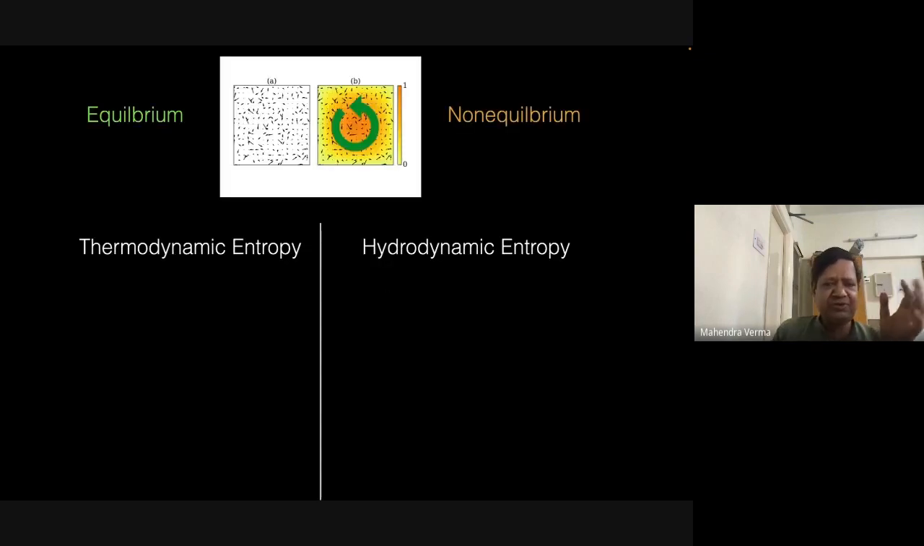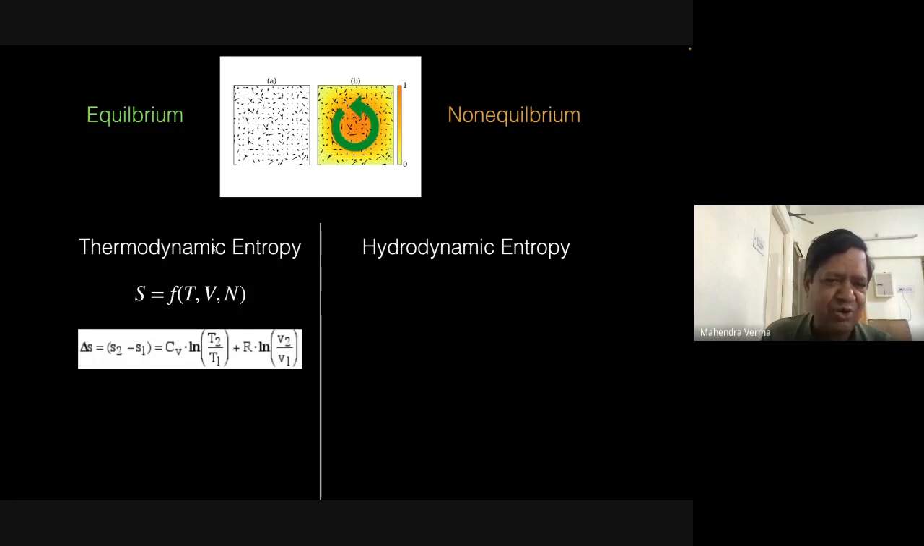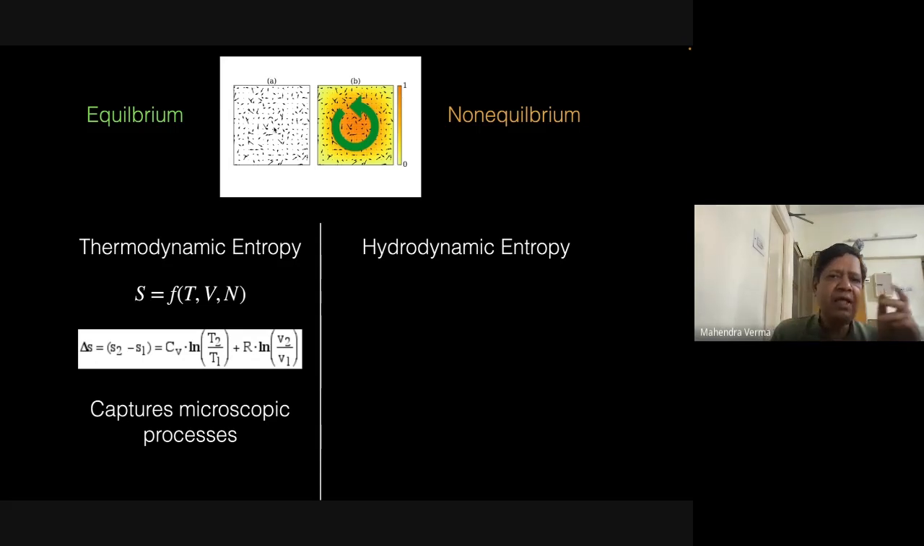So thermodynamic entropy, well, I think I will not go into it. I already have around 5 minutes. So thermodynamic entropy, everybody knows. This is for a system in equilibrium, a gas in Brownian motion. That's what you should think of. Entropy is a function of temperature, volume, and number of particles. There's a formula derived by Boltzmann, Gibbs, and so on, and this captures a microscopic process very well. Here it is in equilibrium, so there's no energy transfer, no energy flux, and so on.